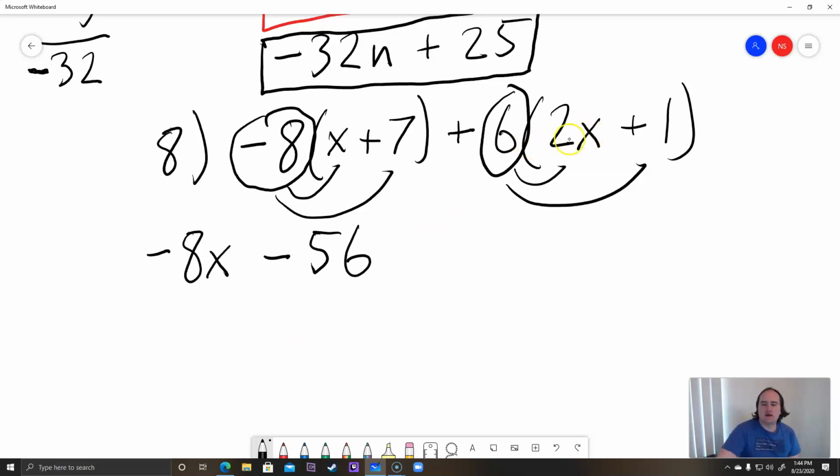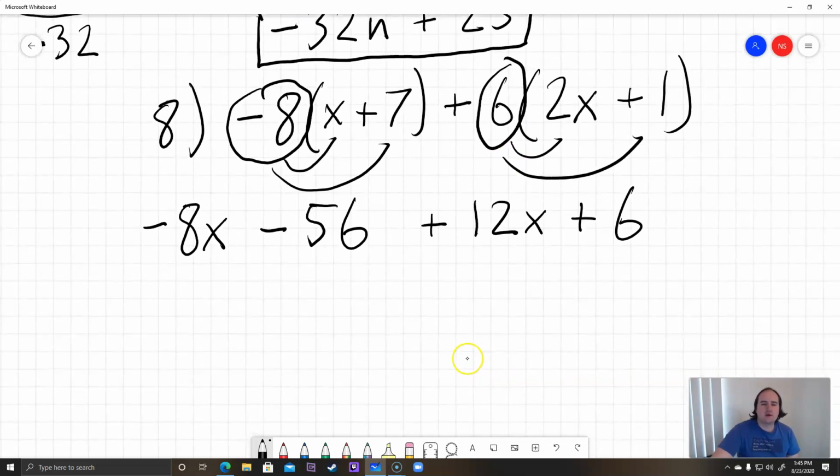Okay, and then over here, we still have to distribute the positive 6. But because it's a positive 6, we don't have to distribute any minus, we just distribute the 6. So 6 times 2x is going to be 12x. So we have plus 12x. And then 6 times 1 is actually just 6. So over here you should have 12x plus 6. Alright, so that was our first step. That was distribute. Second step is to combine like terms.